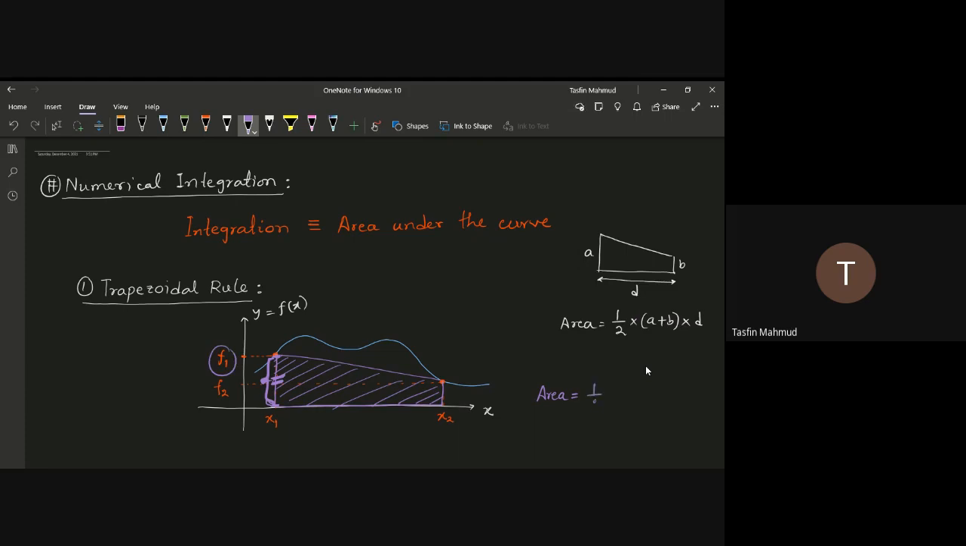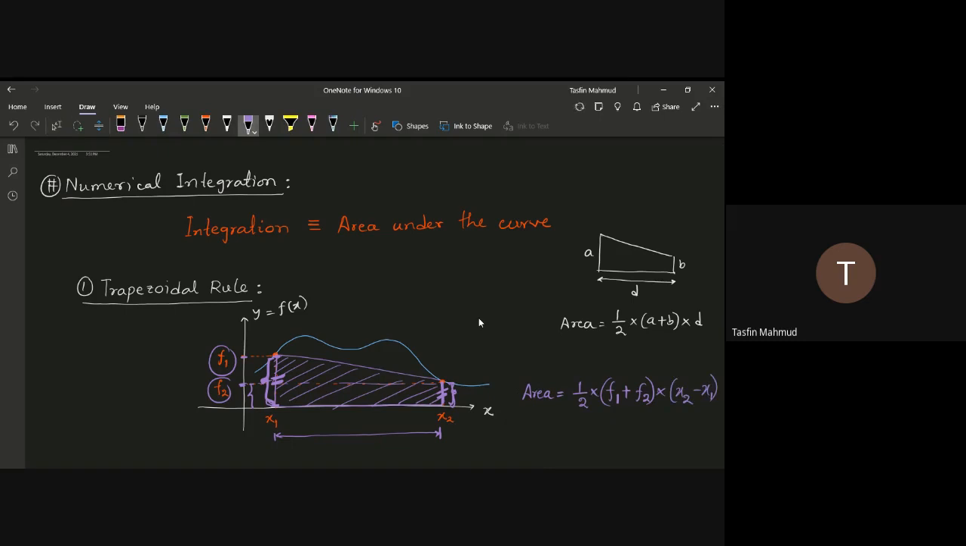So we will get the area as half times f1 for this length, and for the right parallel side, its length is f2, the y value. So half times (f1 plus f2) times d, where d is the distance between them. This coordinate is x1 and this coordinate is x2, so we can write their distance as x2 minus x1. So that would be the area of this purple color trapezium.